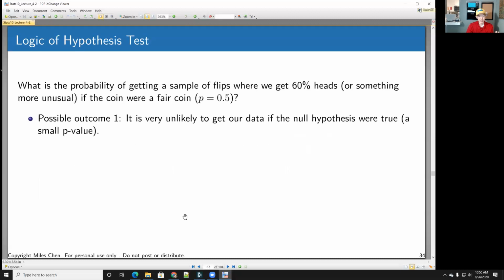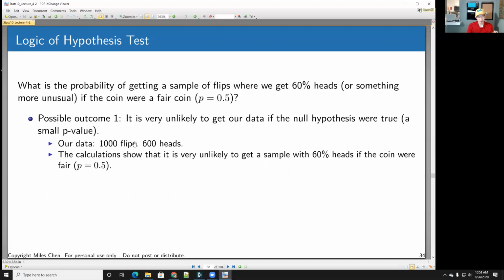All right. So if we talk about outcome 1, where it's very unusual, right? If we do 1,000 flips and we get 600 heads, we'll go through the calculations. It turns out if the coin truly is fair, it's very, very, very unlikely for the coin to land heads 600 times out of 1,000 times. It's very unlikely if the coin were fair.